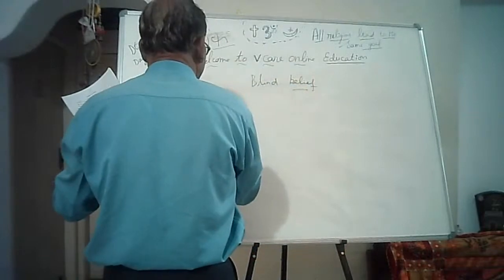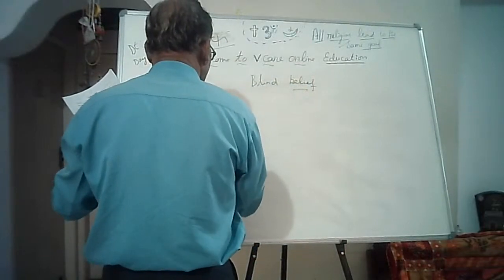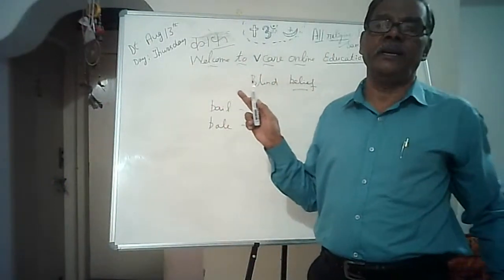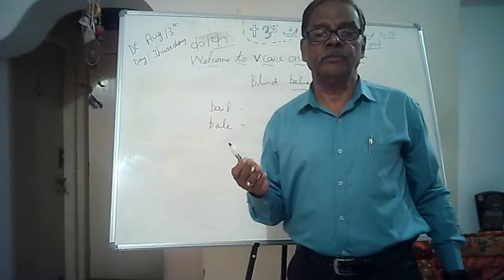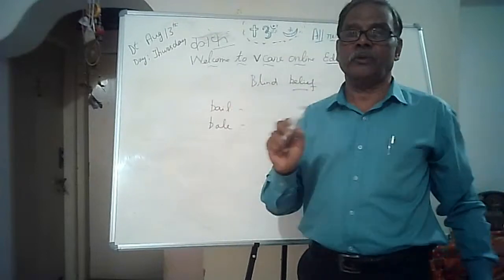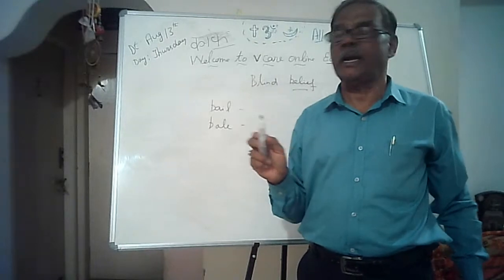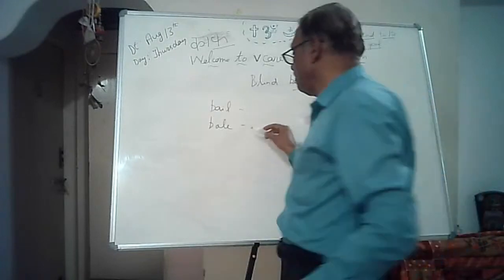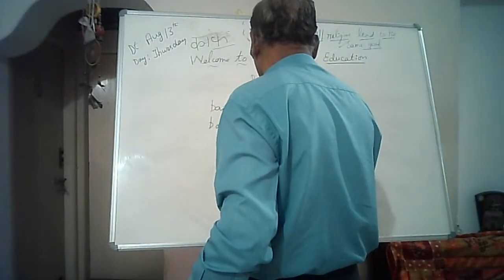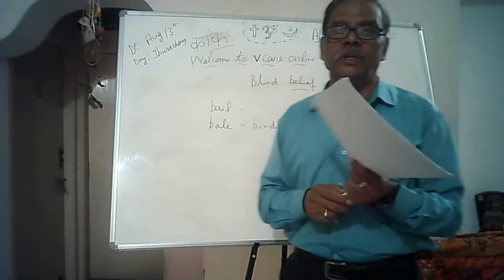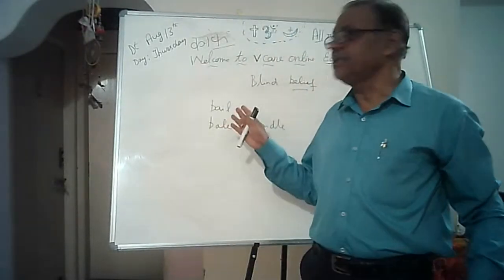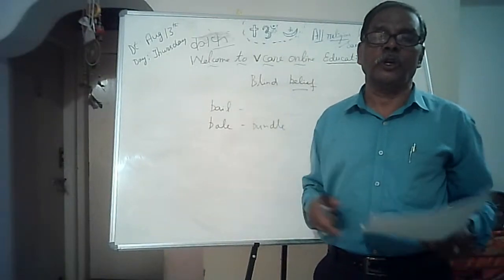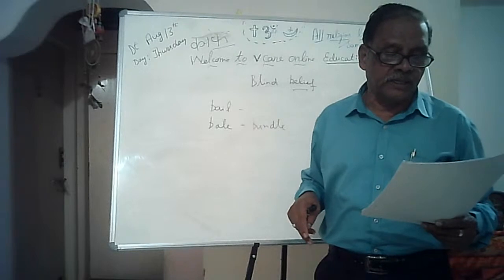A few I will write. If a person is arrested, if he is kept in jail, he will come out on bail. He has to write a bond paper of 10,000 rupees or 1 lakh, and he will come out on bail. This is bail. This bail means cotton. This bail means bundle. Here, the spellings are different, meaning is different, but pronunciation is the same. Those are called homophones. I have a very big list.